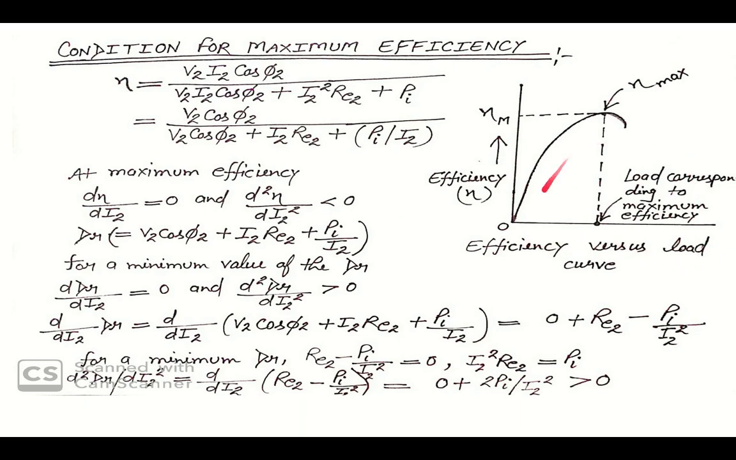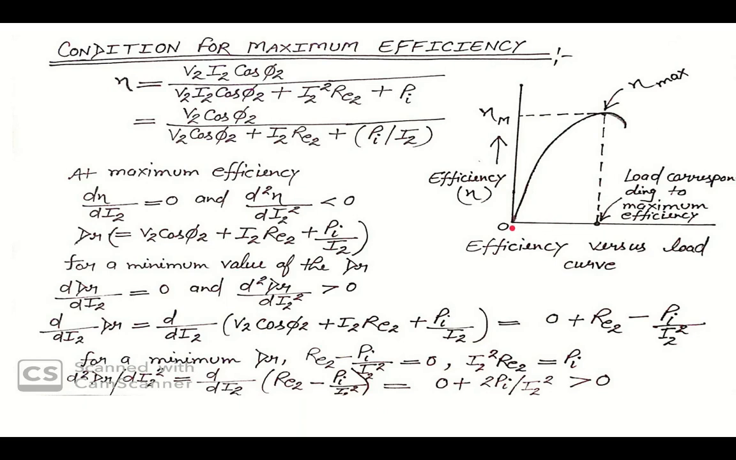Or you can say that this is the graph between efficiency versus load current. In the vertical axis we have efficiency, represented by eta, and in the horizontal axis we have load current. With this graph we can say that the efficiency is low at small loads.